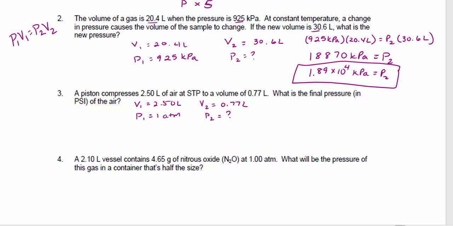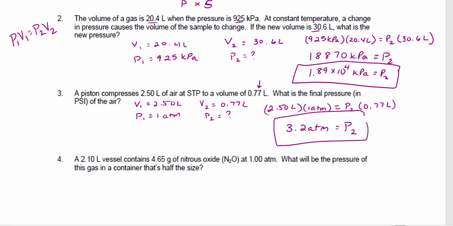Again, I fill in my values. So 2.50 liters times 1 atmosphere, and that's a definition, not a significant digit, equals P2 times 0.77 liters. So I'm going to need 2 significant digits here. So 2.50 divided by 0.77, that's the algebra, and I get a new pressure of 3.2 atmospheres. That is 2 significant digits to report.